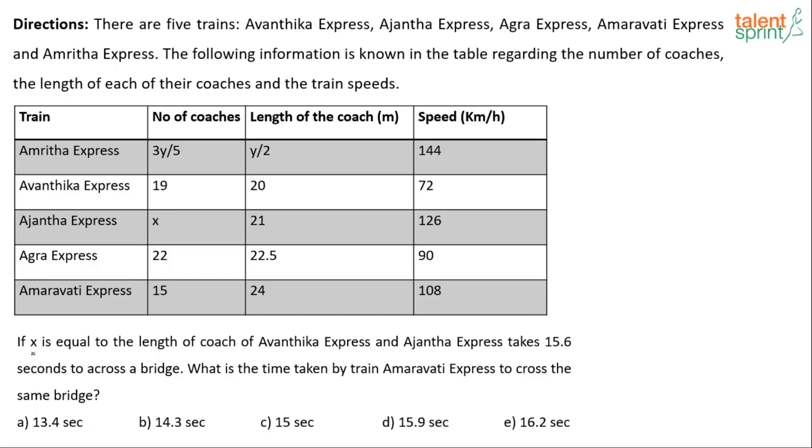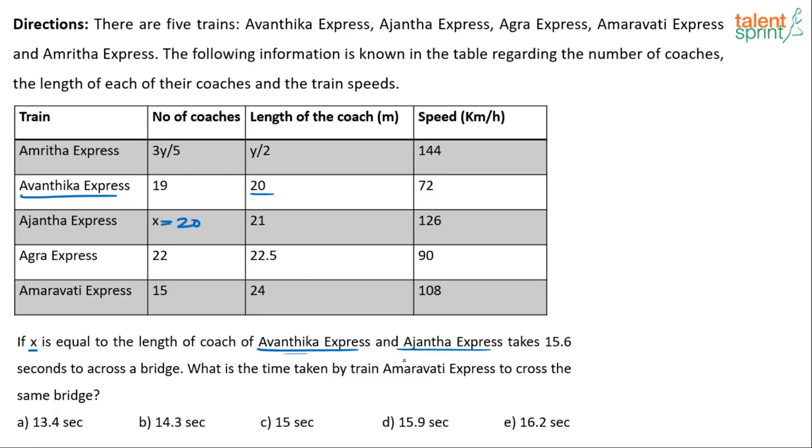Try this now. What is the question? If X is equal to the length of the coach of Avantika Express and Ajanta Express takes 15.6 seconds to cross a bridge, what is the time taken by Amravati Express to cross the same bridge? So 3 different trains have been involved in this question. Do it carefully. First of all, X is equal to the length of the coach of Avantika Express. What is the length of the coach of Avantika Express? 20. So X is equal to 20.